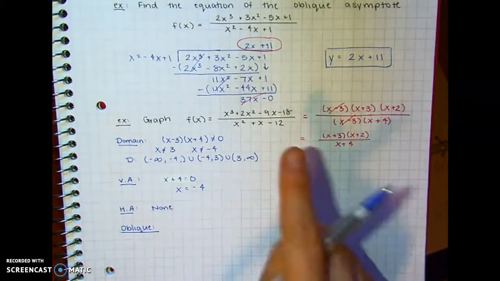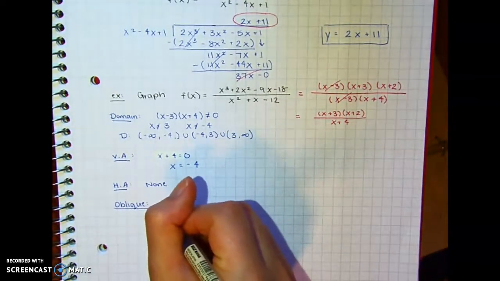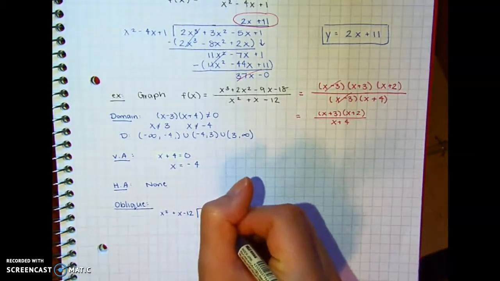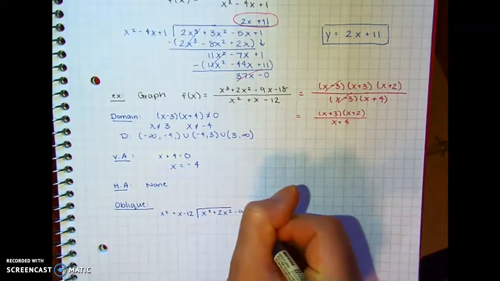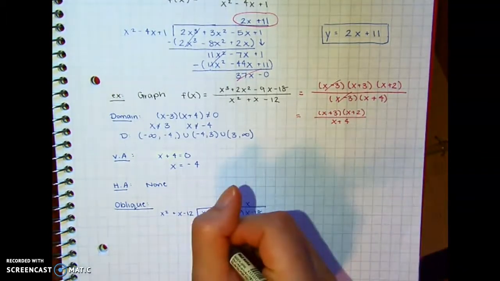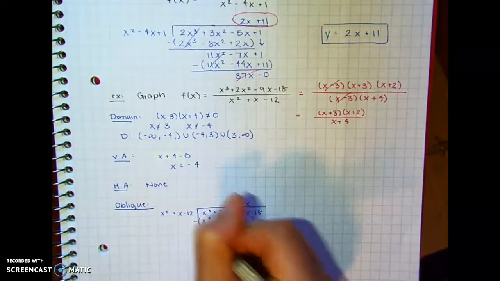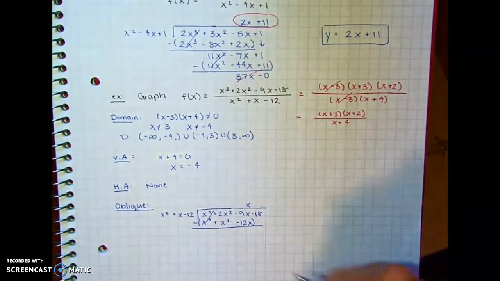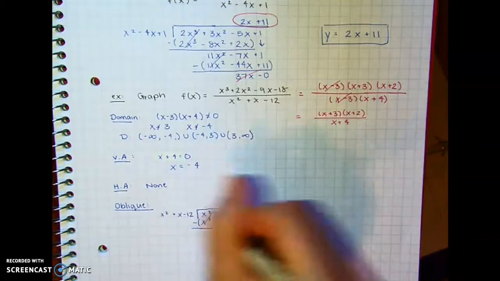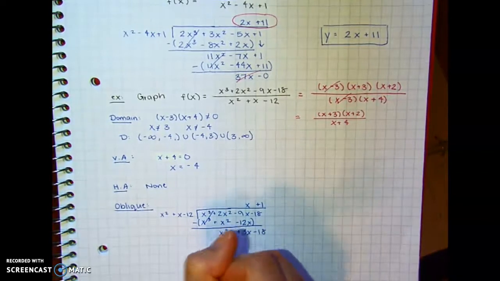So for this, we do long division, and again, we need to use the original. So x squared plus x minus 12, how many times does that go into x cubed plus 2x squared minus 9x minus 18. So to get x cubed, we multiply by x. Subtract. And we get x squared plus 3x minus 18. And that's just going to be plus 1. So my oblique asymptote will be at y equals x plus 1.